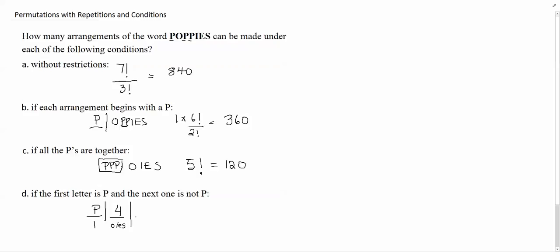Then from there we have 5 places left, and in those 5 places we have 2 repeated P's. So this becomes 1 times 4 times 5 factorial divided by 2 factorial. We calculate that and get 240. And so that is some examples working with permutations with repetitions and conditions or restrictions.